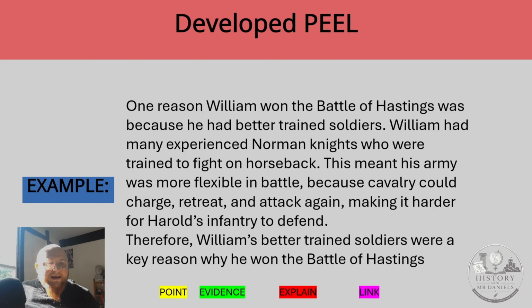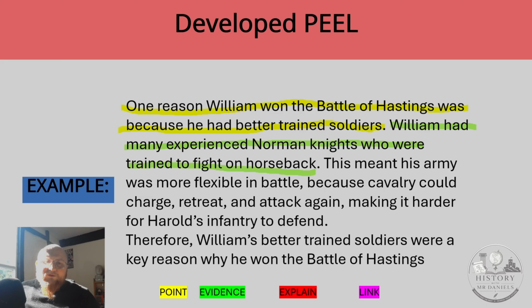So using the same sort of structure here, the point has remained exactly the same. One reason William won the Battle of Hastings was because he had better trained soldiers. That point sentence has stayed exactly the same. And to an extent, our evidence has remained the same as well. William had many experienced Norman knights who were trained to fight on horseback.